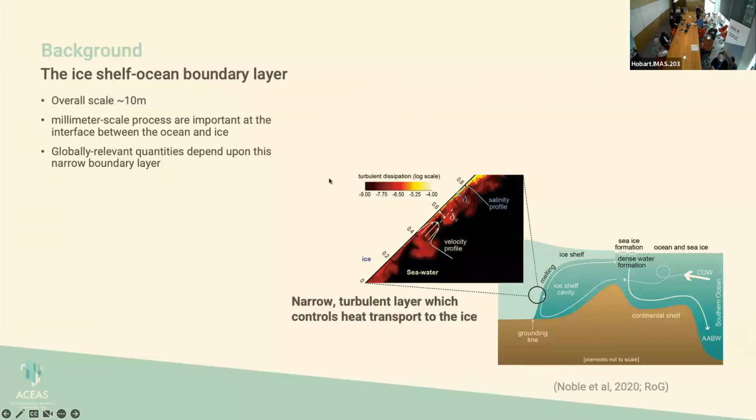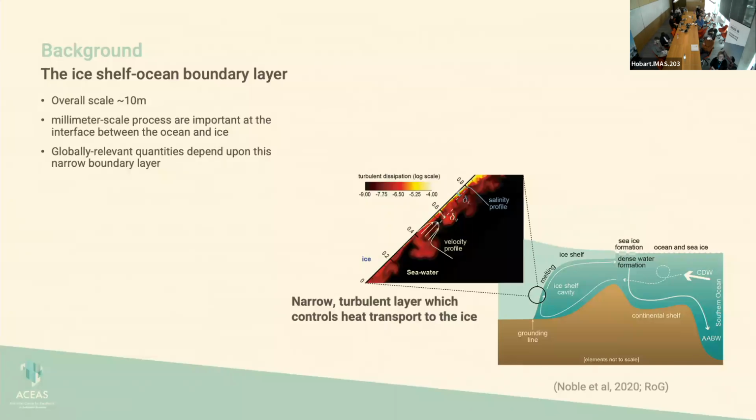So the overall scale of this thing is about 10 meters, but within it, we actually have to care about millimeter scale processes right next to the ice. So the upshot is that globally relevant quantities like our melting and our ice shelf water formation depend upon this really narrow boundary layer.